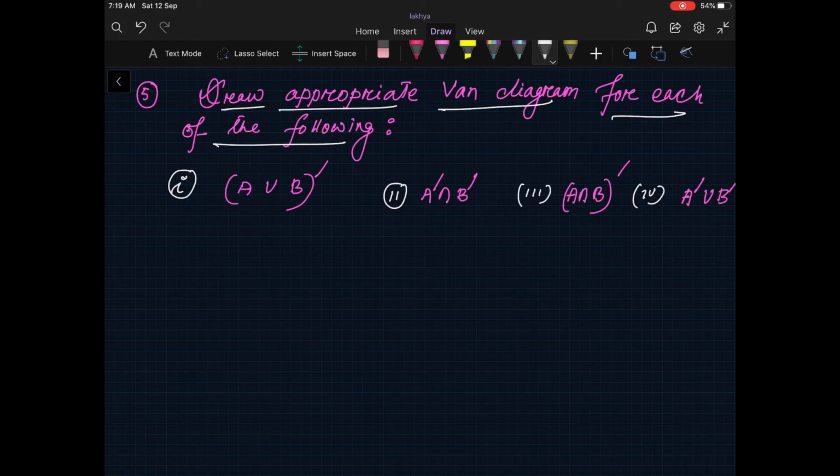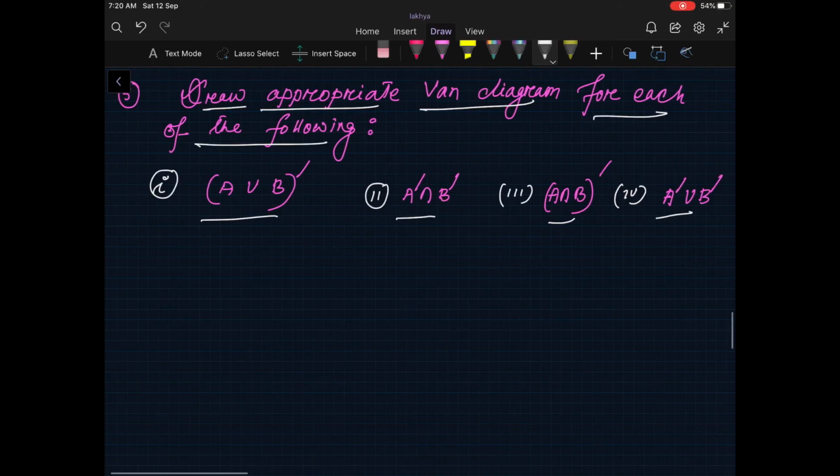Now question number 5. Draw appropriate Venn diagram for each of the following. So we have to draw Venn diagram representing those. According to De Morgan's law of complement, complement of A union B is equal to A complement intersection B complement. So first and second both will be represented by the same Venn diagram.